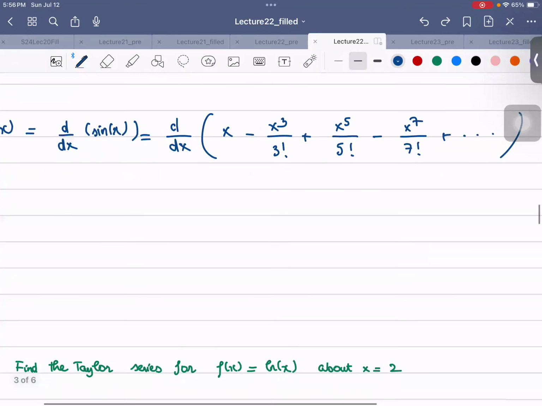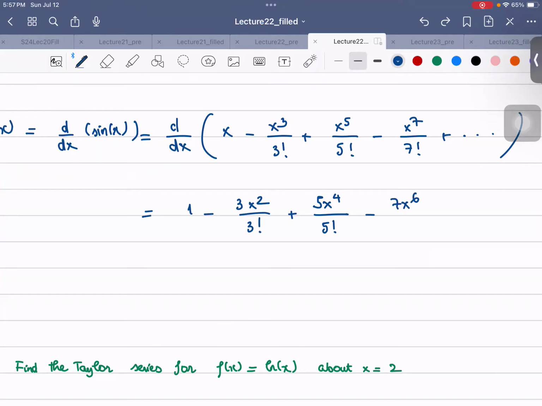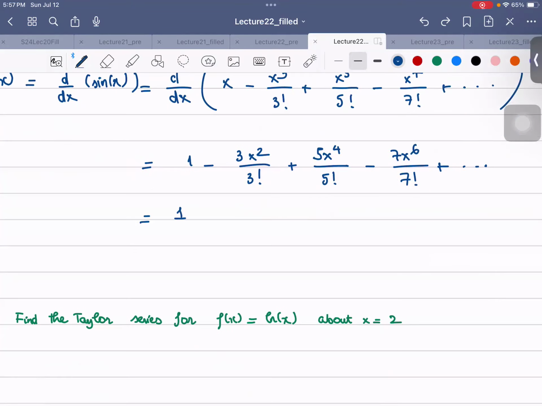So when you take the derivative of this thing, you're going to have 1 minus 3x squared divided by 3 factorial plus 5x to the power of 4 divided by 5 factorial minus 7x to the power of 6 divided by 7 factorial and so on. So you're going to have 1 minus x squared divided by 2 factorial plus x to the power of 4 divided by 4 factorial minus x to the power of 6 divided by 6 factorial and so on.